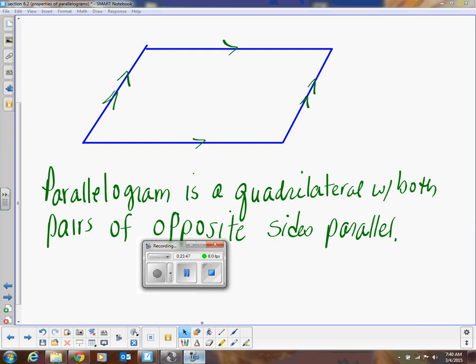So I need your homework passed to the center. You need a sheet of patty paper. Oh, my patty paper's gone. Where's my patty paper? Anybody need a sheet of patty paper?